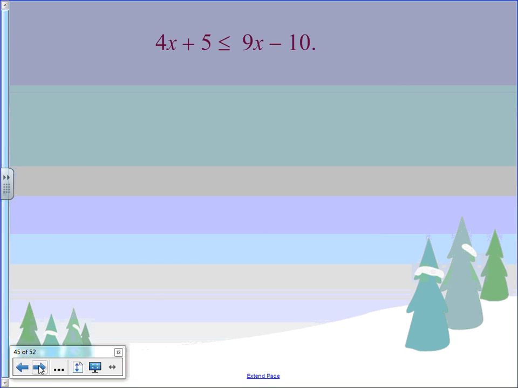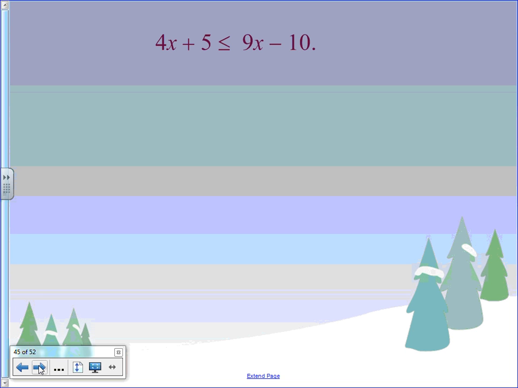Solving linear inequalities. There's no title up there, but that's what we're doing here. Solving linear inequalities. 4x plus 5 is less than or equal to 9x minus 10. You're solving just like you solve equations. Remember, the only catch for solving inequalities is when you divide or multiply through by a negative, your symbol flips the direction. So less than turns to greater and vice versa.